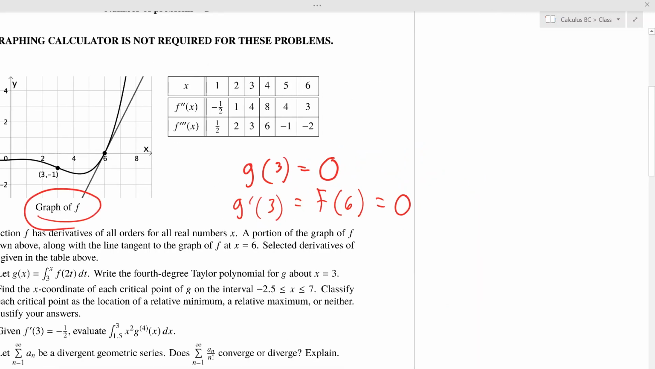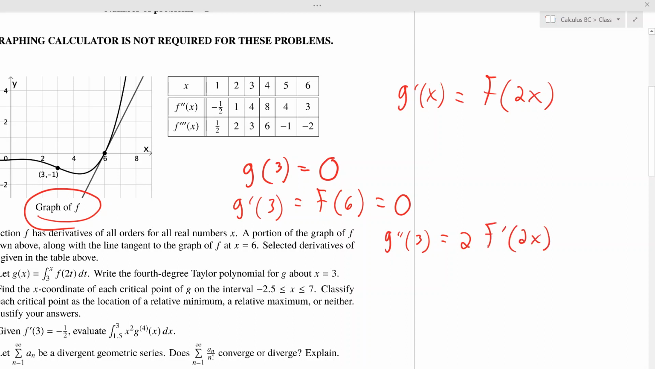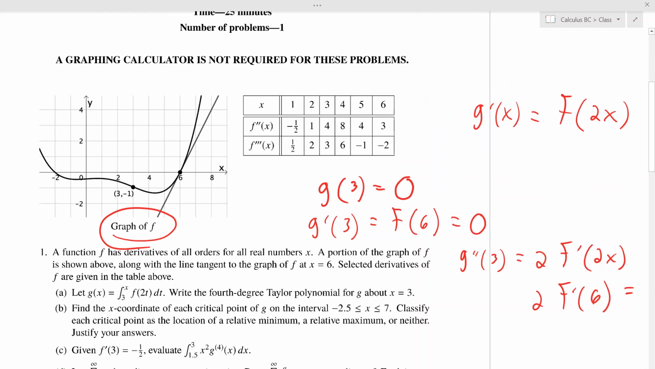We also need g double prime at 3. So now we got to worry about the chain rule happening here, right? Because g prime of x is really f of 2x. Everybody okay on that? But g double prime of x is 2 f prime of 2x, which is 2 f prime of 6, which we got to find from this tangent line over here.